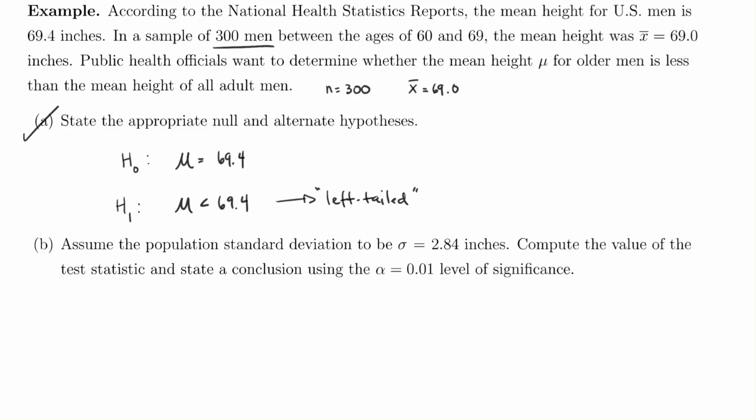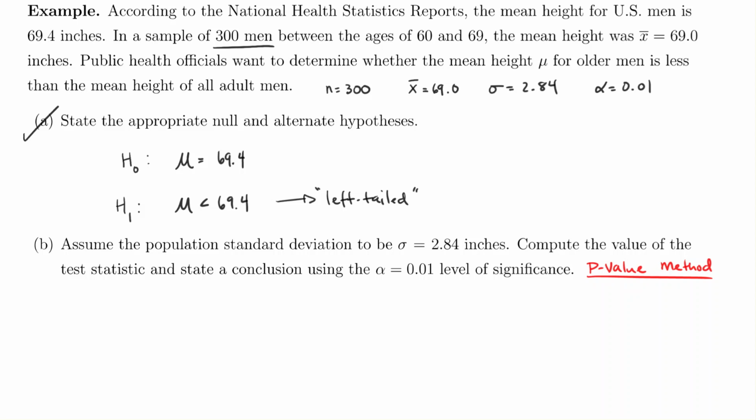So A is done. B, assume the population standard deviation, so I'm going to record that here, is 2.84. Compute the value of the test statistic, so our z-score there, and state a conclusion using the alpha at 0.01 level of significance. And keep in mind, while I could solve this problem using the critical value method, which was discussed previously, or the p-value method, which is the focus of these last few minutes, I'll get the same answer. Now, just since we haven't seen it illustrated, I'm going to go with the p-value method for this problem, although I could choose to do the critical value method if I preferred.